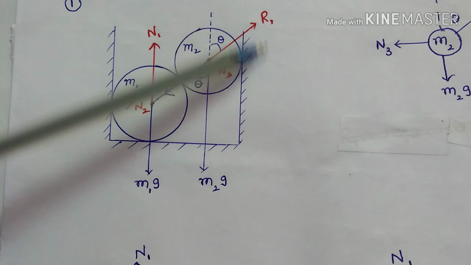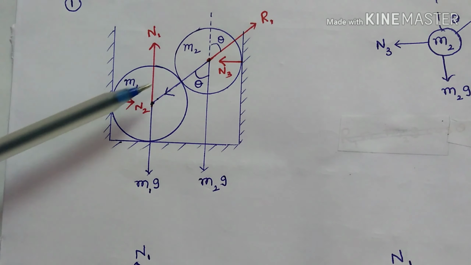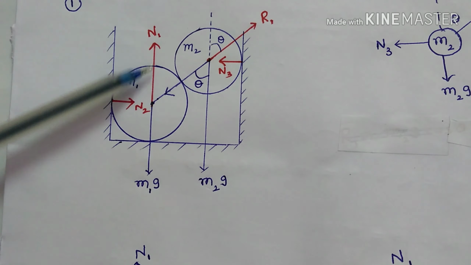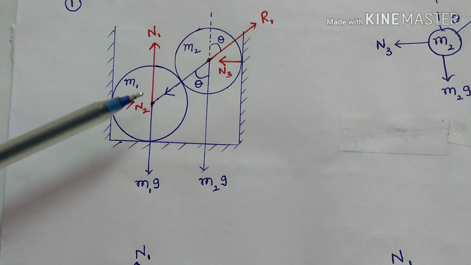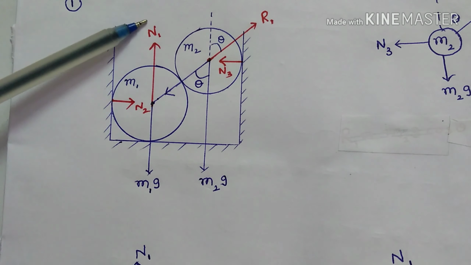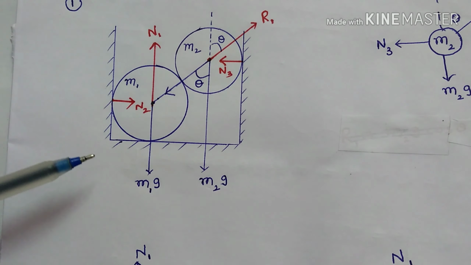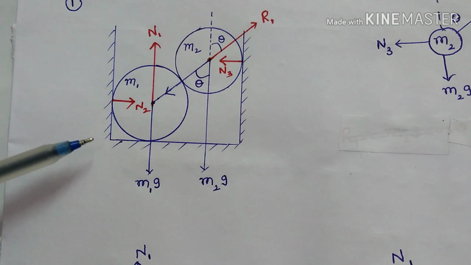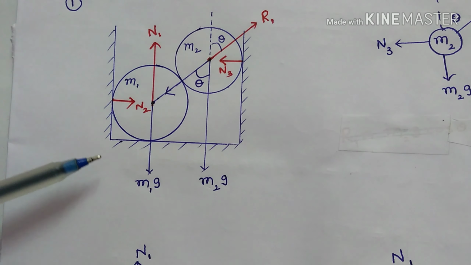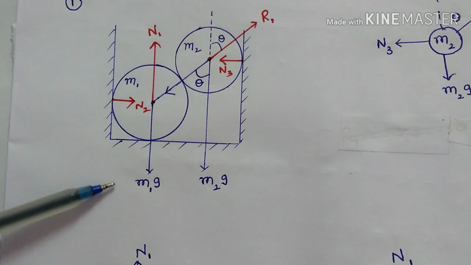Globally, if you take this whole, M1 and M2, as a system, the upward forces are equal to the downward forces. If I consider M1 and M2 together as a system, the upward force N1 must be equal to the downward forces M1G plus M2G. The beauty is we can prove it. For that, first we will write the free body diagram for each mass. For M1 we will write the equations.